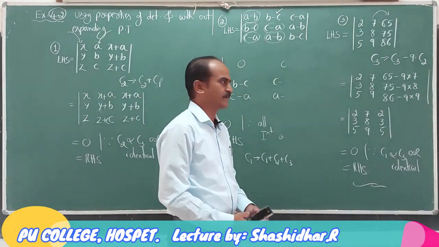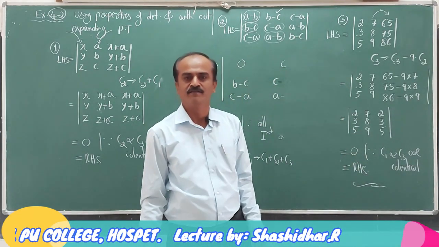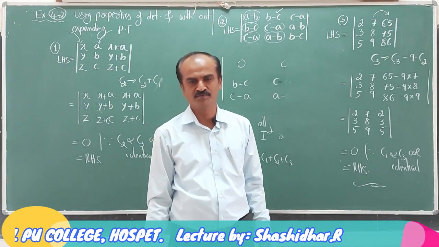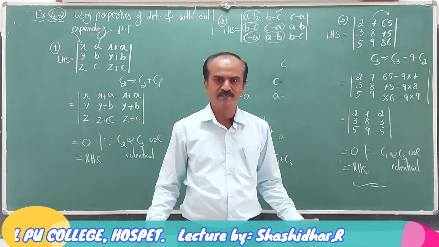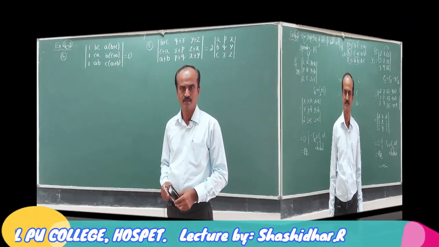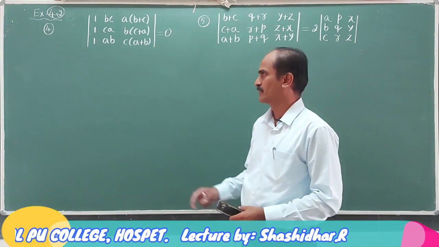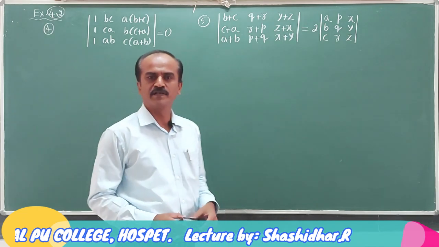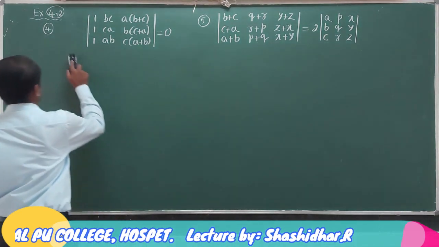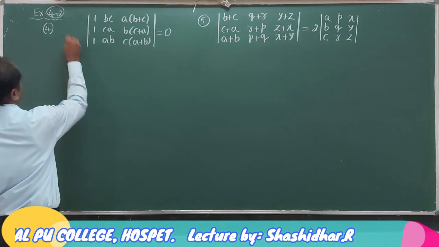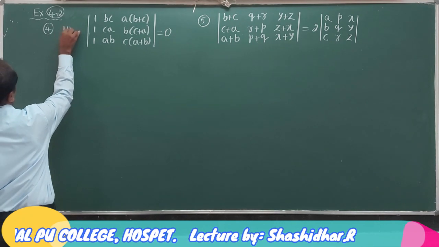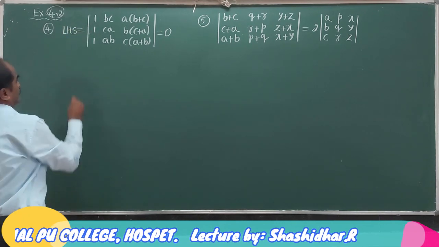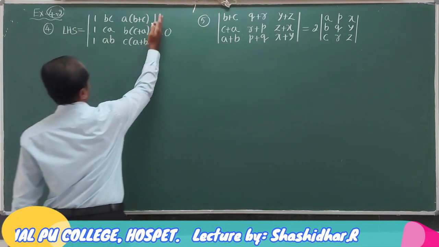So without expansion, we are showing that value of determinants are 0. I hope you are following. Now we'll take the other questions. In question 4, again without expansion, we have to show that value of determinant is 0. Let me start with the given determinant. Let me rewrite this.